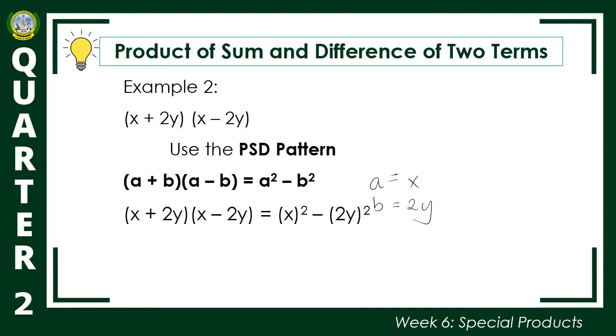Okay? And then, simplify this. The square of x, or x times x, of course, is x squared. And then, minus, kopyahin nyo na agad yung minus, the square of 2y is 2 squared y squared. 2 times 2 is 4. Y times y is y squared. Okay? So, ito na po yung ating final answer. X squared minus 4y squared using the PSD pattern.